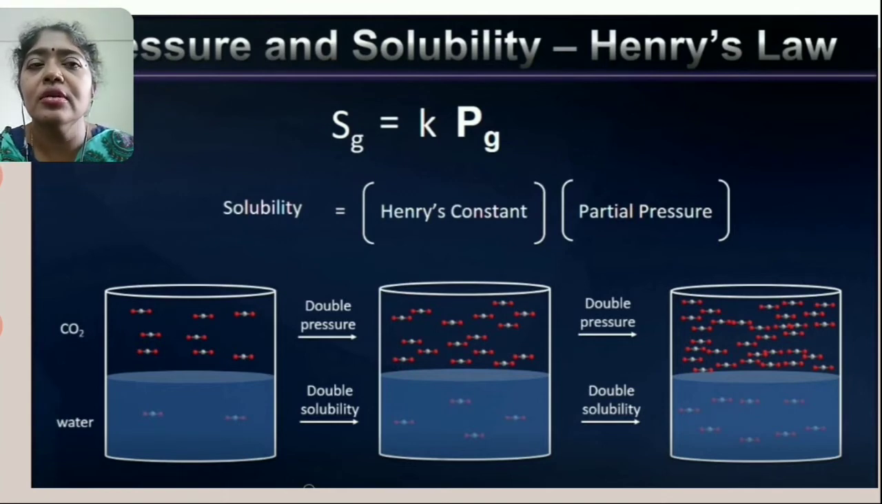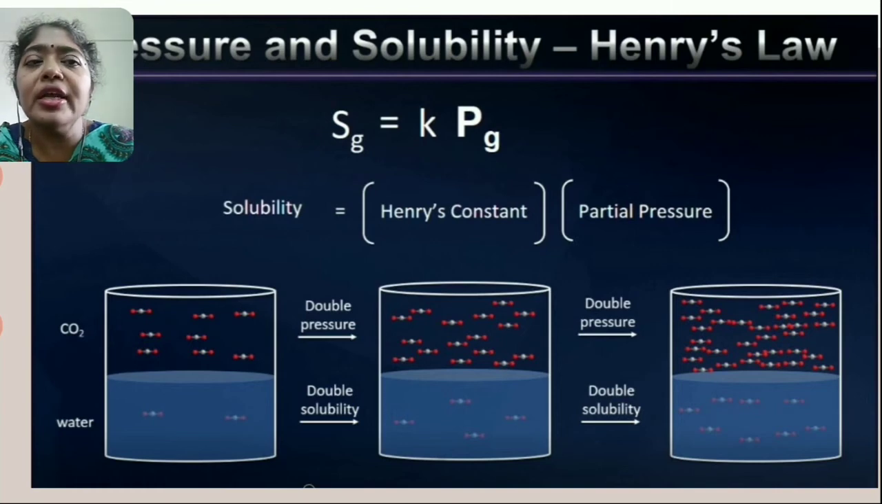above the solution. So we have the equation Sg = K × Pg, where Sg represents the solubility of the gas in the solution, K represents Henry's constant, and Pg is nothing but the pressure of the gas above the solution. As you can see in the diagrammatic representation, as the pressure is doubled, the solubility of the gas also doubles. That is, there is a direct relationship between the solubility of a gas in a liquid solution and the pressure of the gas above the solution. And this statement is known as Henry's law.